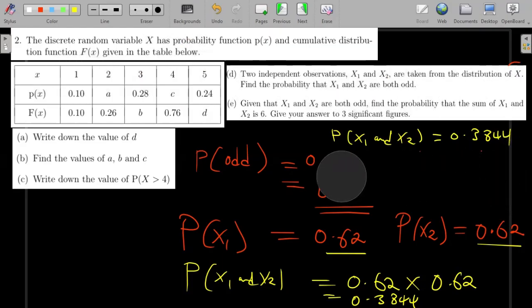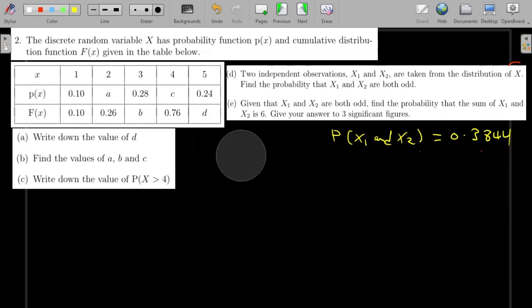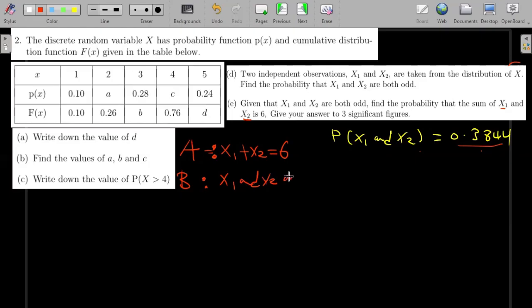Then let's look at the last question on question 2. So the last question is E, and it is a conditional probability. Here they're saying given that X1 and X2 are odd, we know its probability is this. Find the probability that the sum of X1 and X2 is 6. We're going to say let the event that the sum of X1 and X2 is 6 be A. If X1 plus X2 is equal to 6, we get that to be the event A. And let's say event B will be that X1 and X2 are odd.